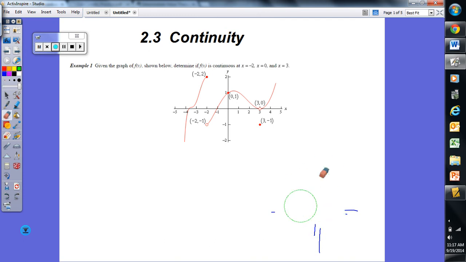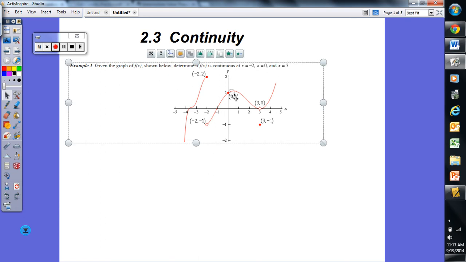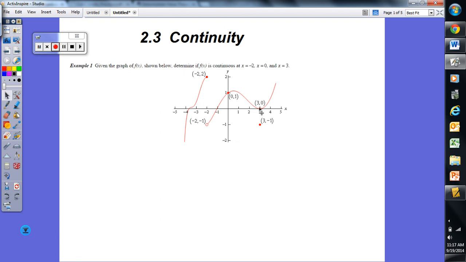Don't stress about that. Basically, a function is continuous if you don't have to pick up your pencil to draw it. So determine if f of x is continuous at x equals -2. Well, we can look at the graph and clearly see that it is discontinuous at -2 because we would have to pick up our pencil to keep drawing. At 0, however, it is continuous because we wouldn't have to pick up our pencil. And at 3, it is not continuous because we have to pick up our pencil to put the dot down here.